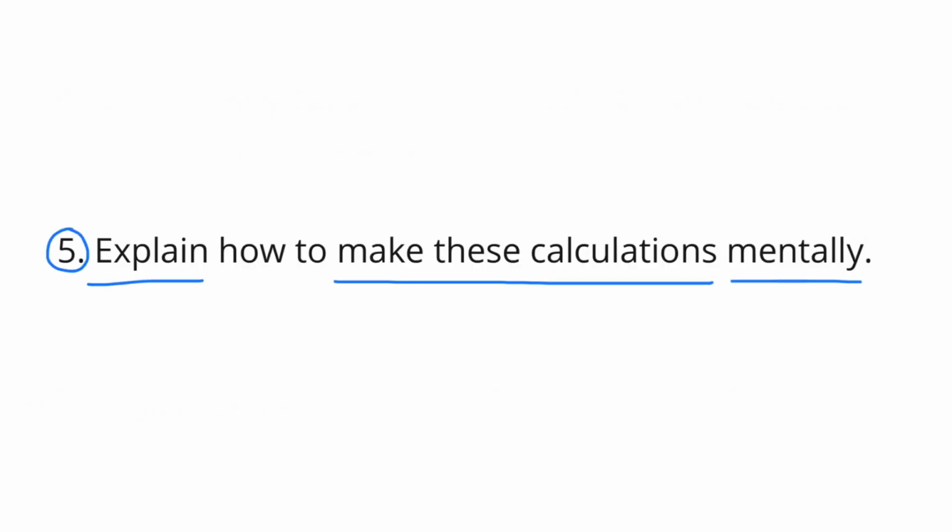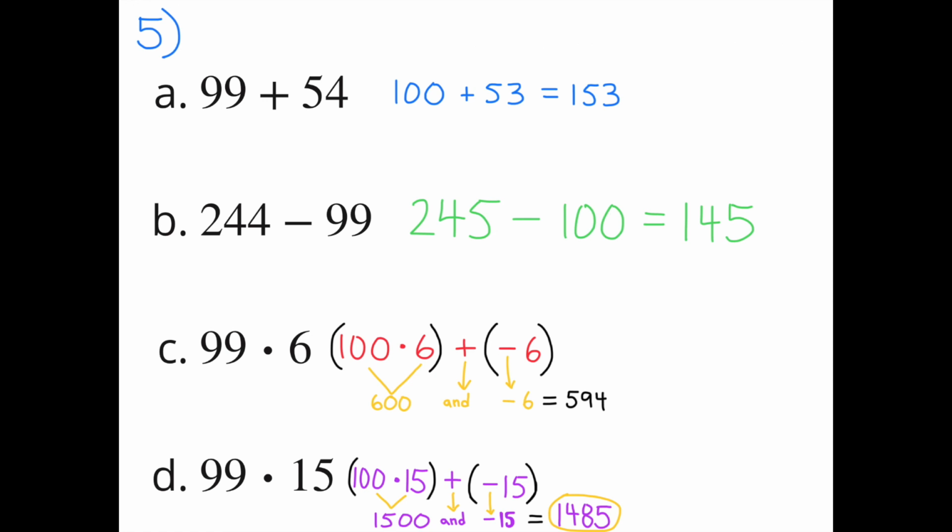Number 5. Explain how to make these calculations mentally. A. 99 plus 54. Remember, we're trying to do this mentally, so we don't have to use a paper and pencil or a calculator. It's easy to make 99 into 100. You just add 1 from the 54 to 99, and that makes it 100. So now you have 100 plus 53 equals 153.